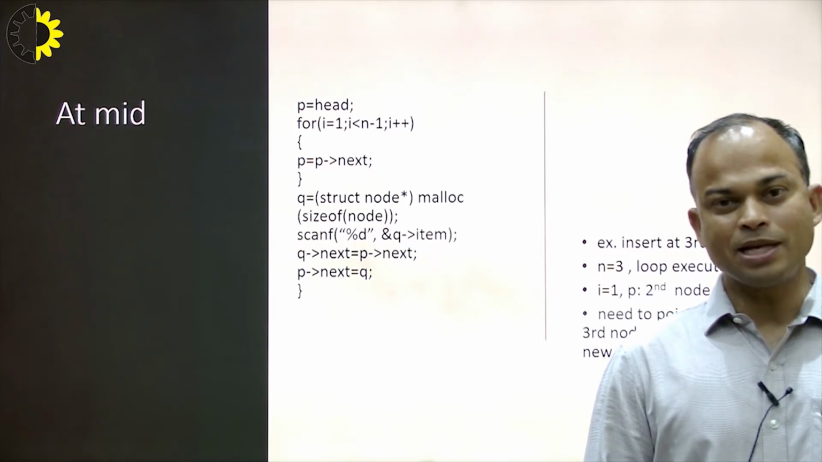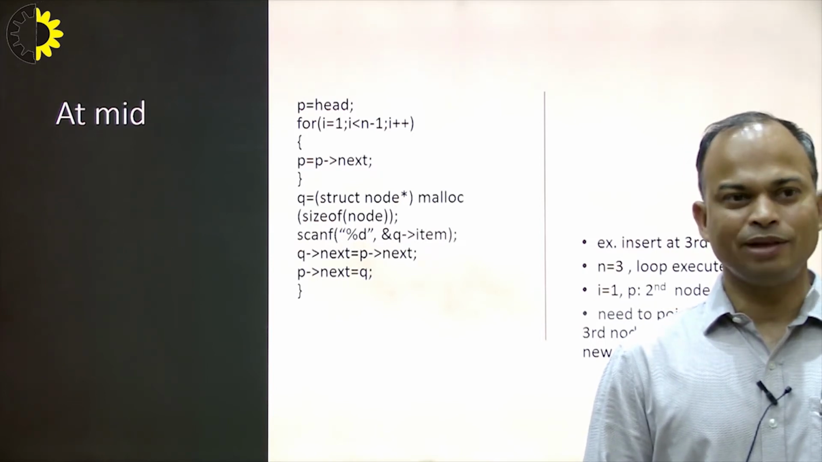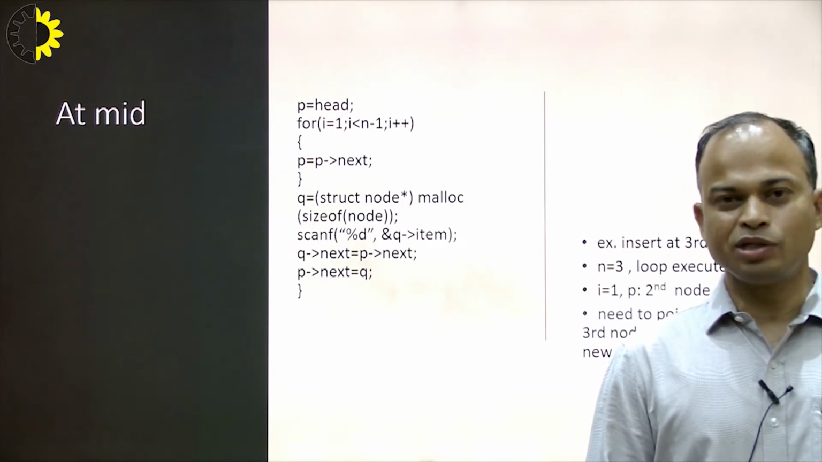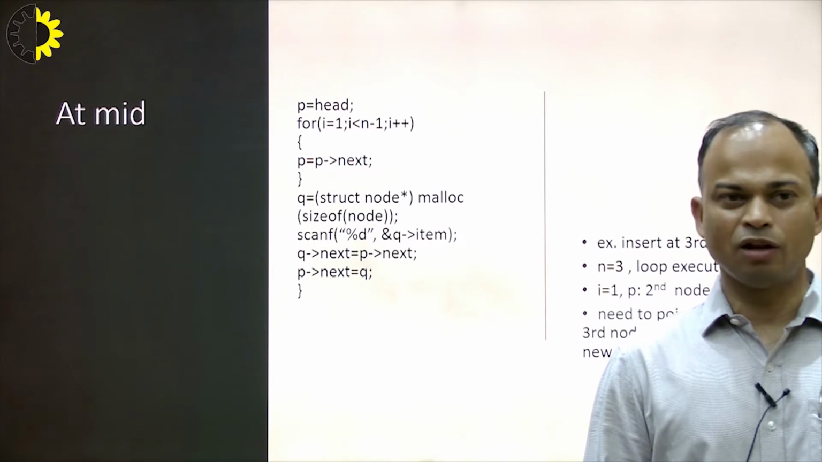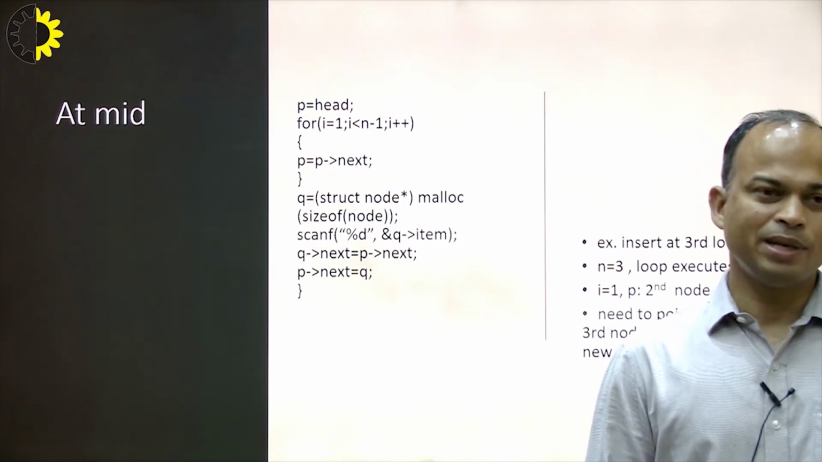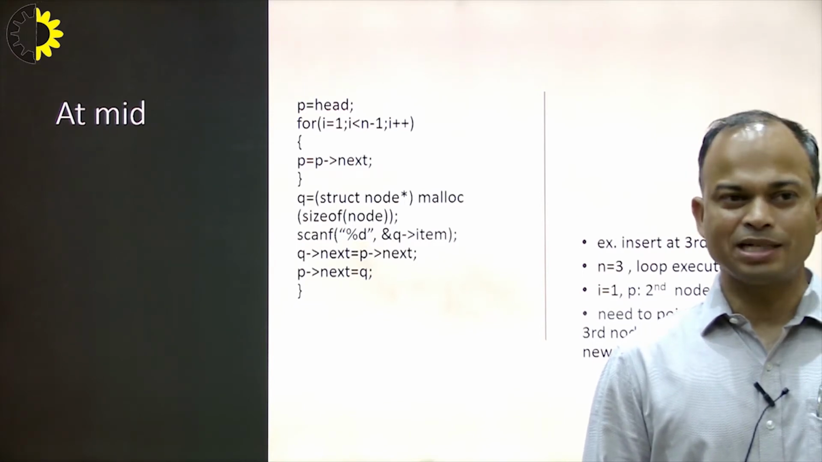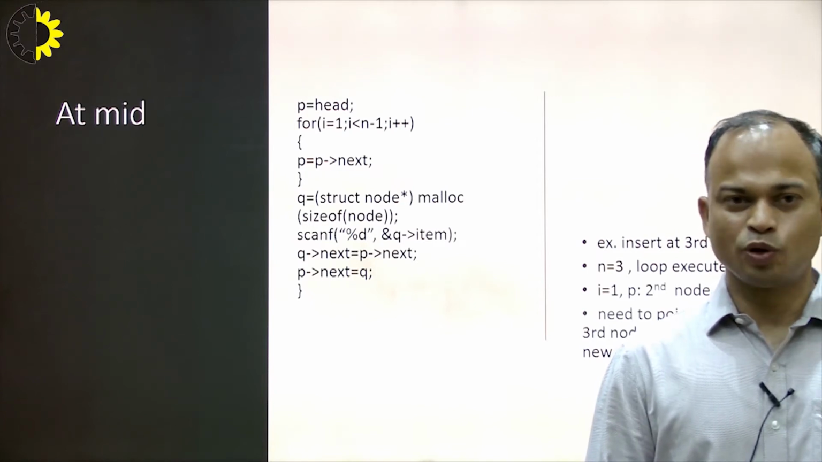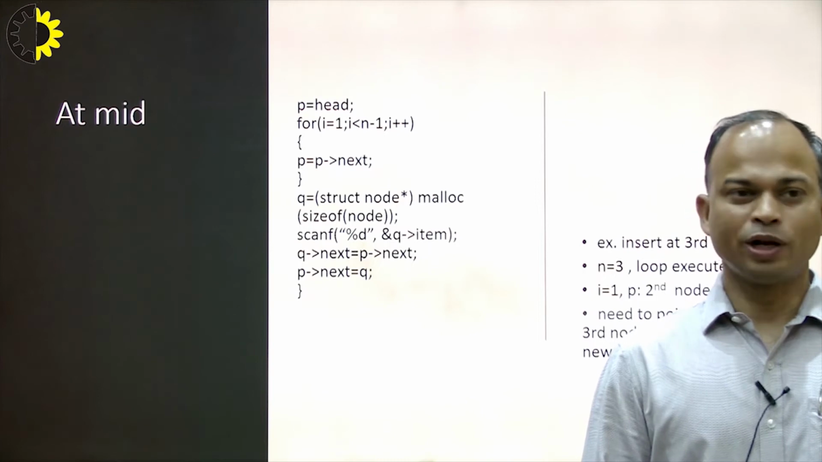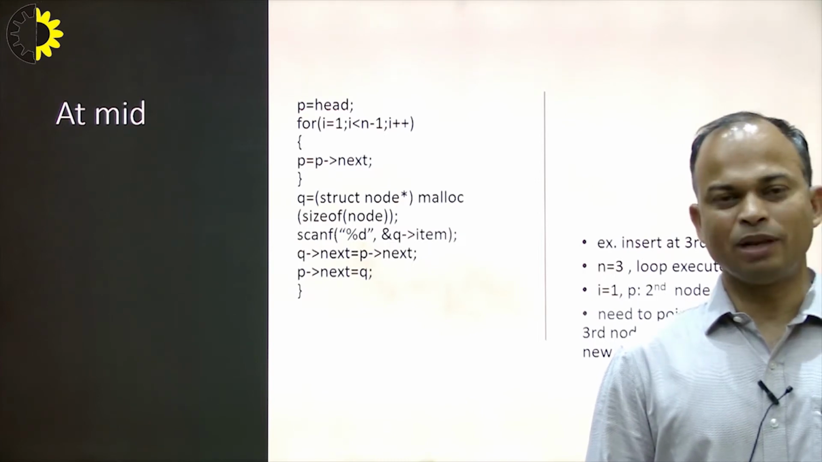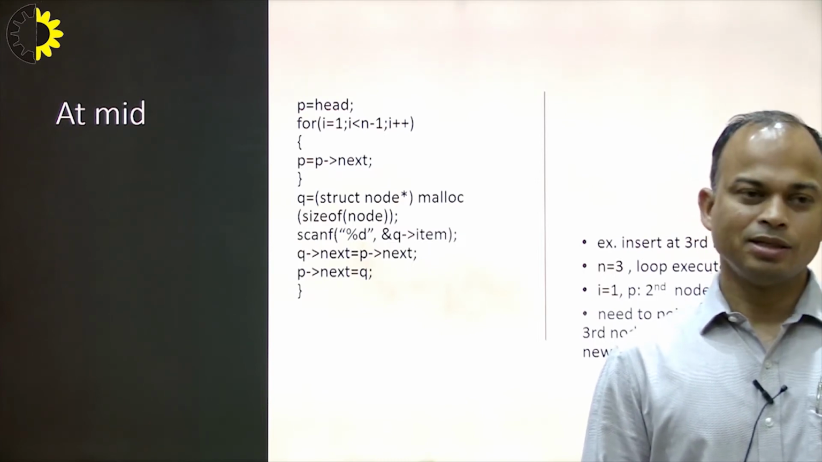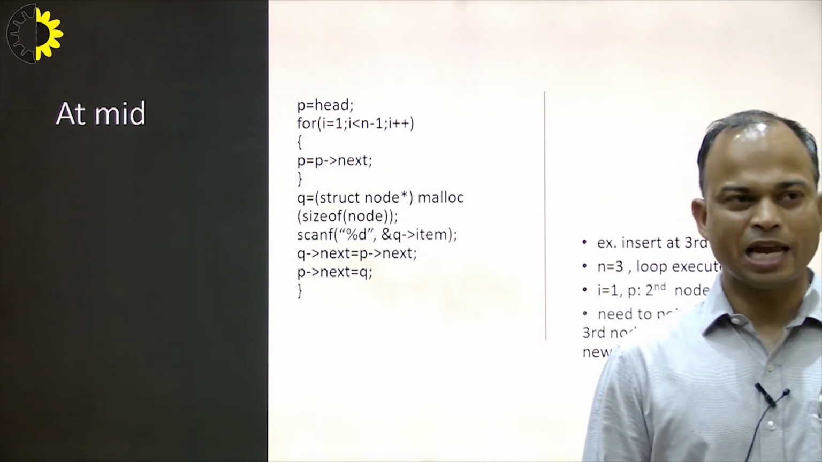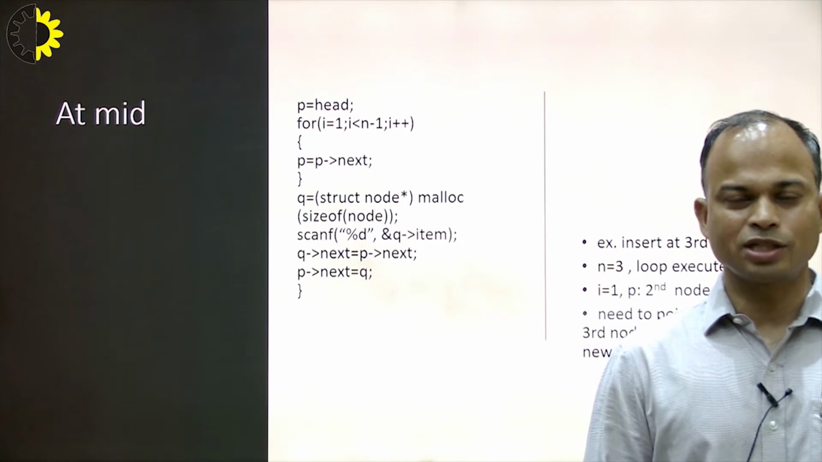This is our requirement. We need the address of the just previous node, and after it we have created a new node using the pointer Q and the malloc function, and we are giving the value of the item part here, and the next two lines are used for the linking purpose. The new node is pointing to the previous third node, and the second node is pointing to the new node. So, in this way we can implement the concept of insertion at mid.